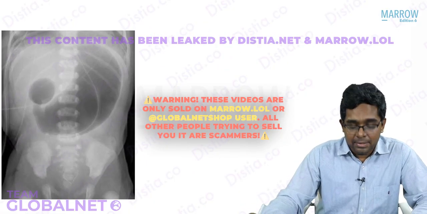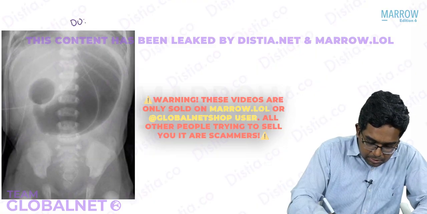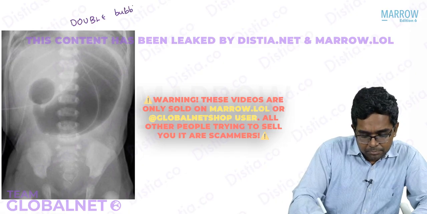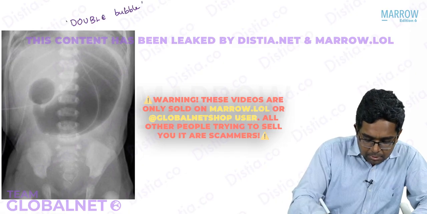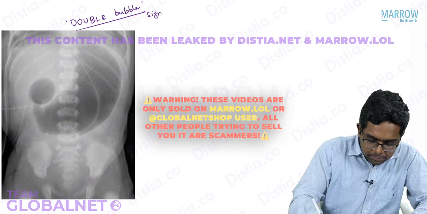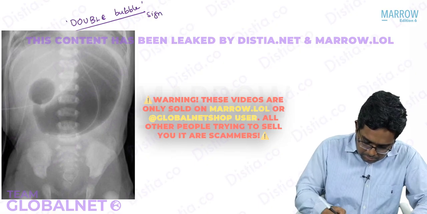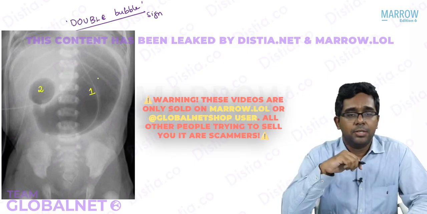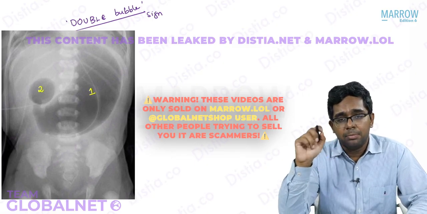And we all know the classical X-ray finding in case of duodenal atresia. What is that? It is a double bubble appearance, or the double bubble sign. Can you notice the first bubble is in the stomach and the second bubble is in the duodenum up to the level of obstruction? That is what is a double bubble sign.